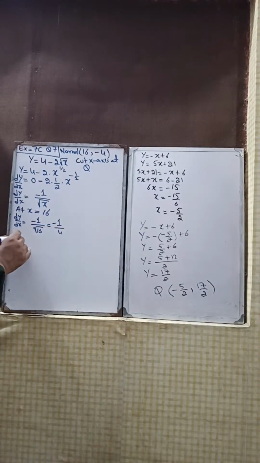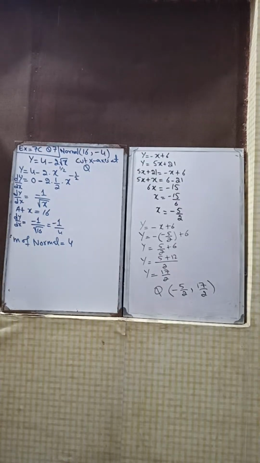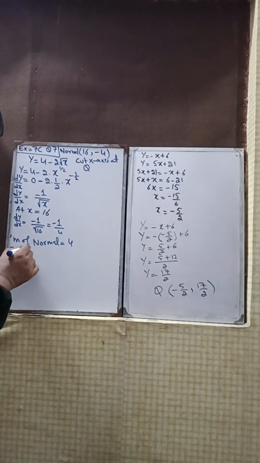So the gradient of the normal will be 4. You see, the gradient of the tangent is minus 1 by 4. So the gradient of the normal will be the reciprocal of it, and you change its sign. Then we have to find the equation of the normal.